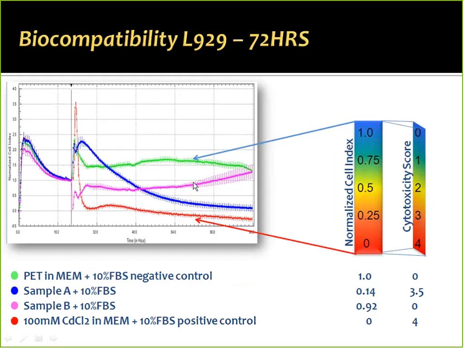And so anything in between would be in this range: 0.75, 0.5, or 0.25. And depending on where that range is, it will get a cytotoxicity score of 1, 2, or 3. So for sample A, for example, where the cell index was 0.14, the cytotoxicity score was 3.5 because it would be here. Whereas sample B, which is a 0.92, the cytotoxicity score would be closer to 0, between 0 and 1. And so this is now how we score our biocompatibility samples.